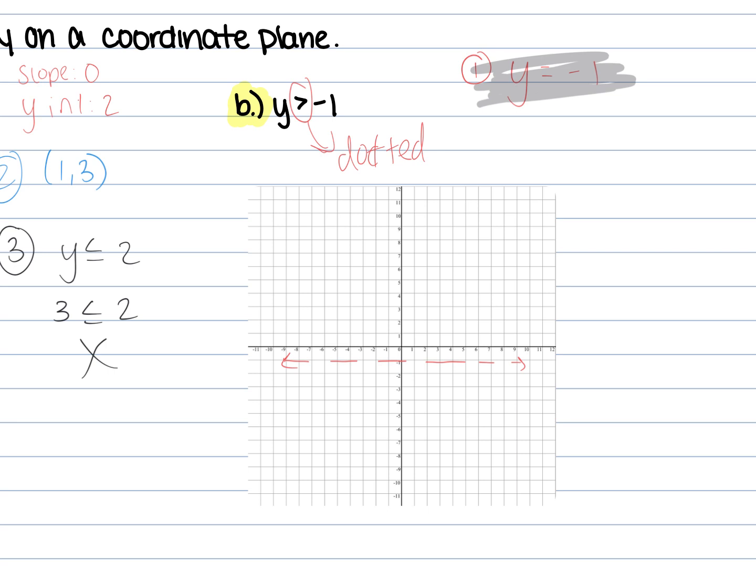Then step number 2 is pick any point that satisfies one condition: it's not on the line. Matthew, pick a point. 1, 1? All right, 1, 1. That's our point that we're testing.